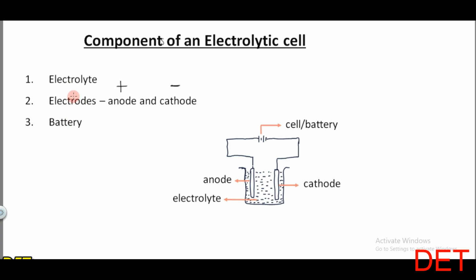Very important. So you should be able to draw this. The cathode is the negative electrode, and the anode is the positive electrode. So you should be able to draw this, even without looking at any diagram.